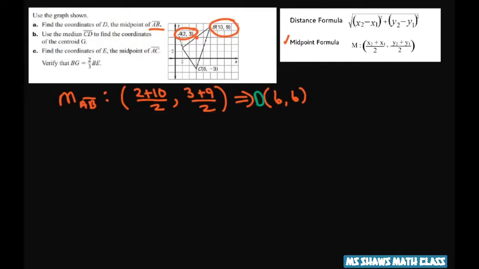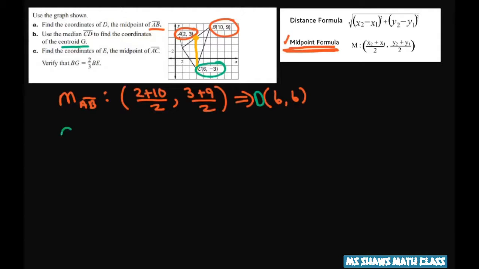Now, we're going to find the median CD. So basically, they said use this to find the median. I'm going to show you a different way. You can kind of look and see where it's at. But I'm going to use the midpoint formula again, but not really the midpoint. I'm going to use the average. All you have to do to get the centroid G is to take all your vertices and take the average.